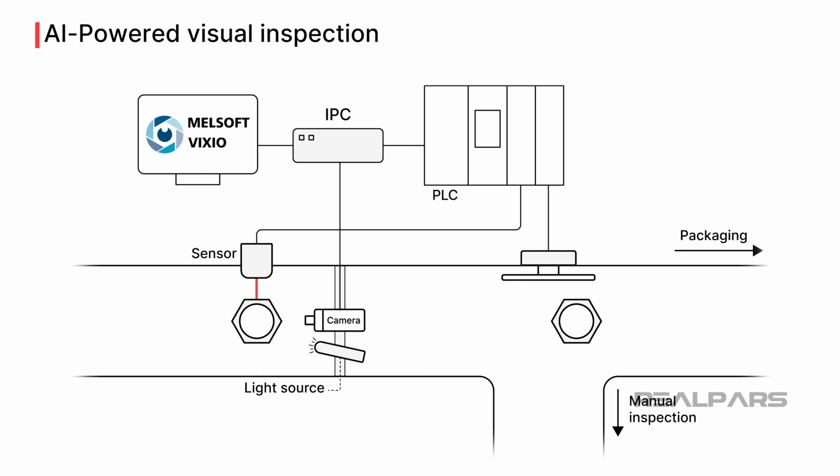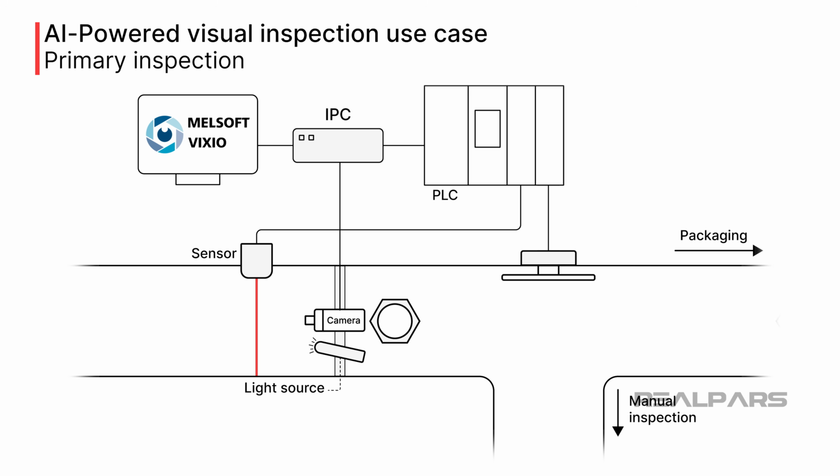Let's look at an example of how companies are using AI-powered visual inspection. A very common use of AI-powered visual inspection is for primary inspection of products on a production line. In a primary inspection use case, a machine vision system is used to inspect every part on a production line. Unlike an operator, the machine vision system can inspect thousands of parts per hour in a consistent and reliable way. If the machine vision system detects a defective part, the control system rejects the part from the production line.